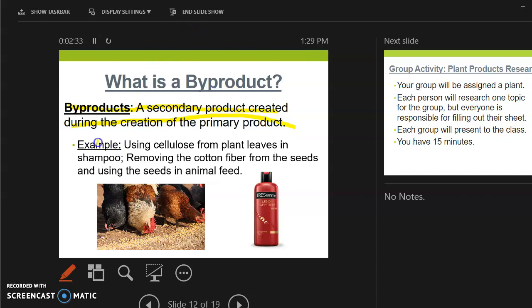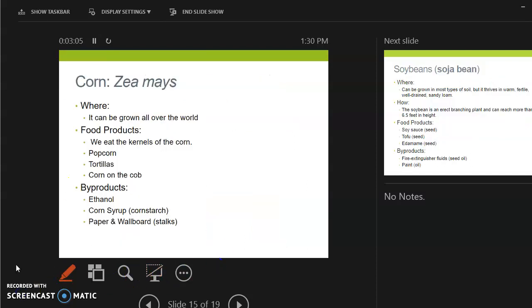Okay, some examples. Just pick one example and write it down: using cellulose from plant leaves in shampoo, or removing cotton fiber from the seeds and using the seeds in animal feed. Here are some examples of byproducts.